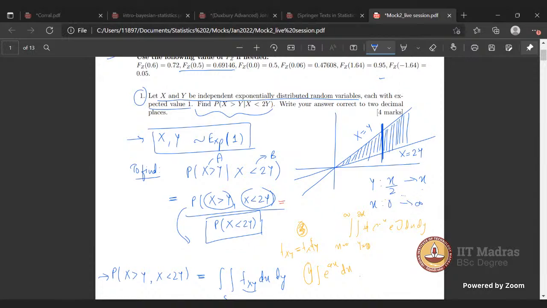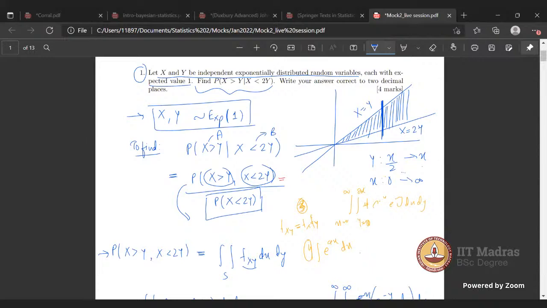Fine. Now, if I want to integrate first with respect to x, I draw the horizontal strip, and I see x is varying from this curve, that is y to 2y. And y is varying from where? Y is varying from 0 to infinity. Here the lower limit of y is 0, and the maximum it can go is infinity. So y is varying from 0 to infinity.